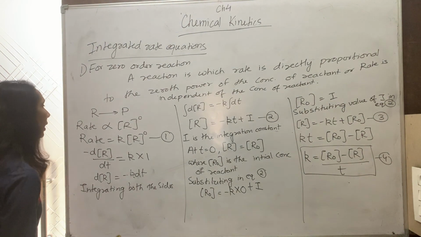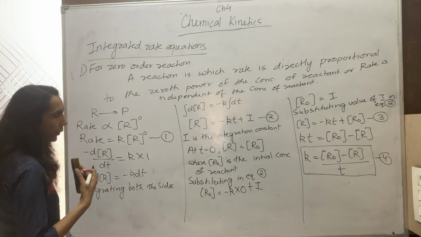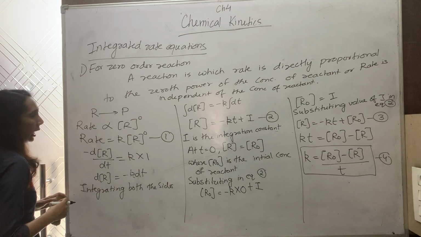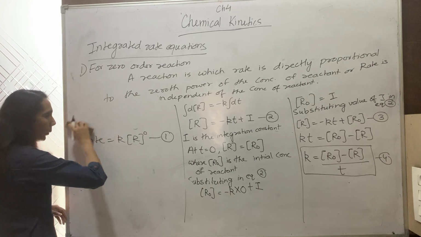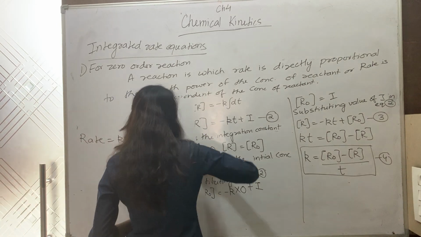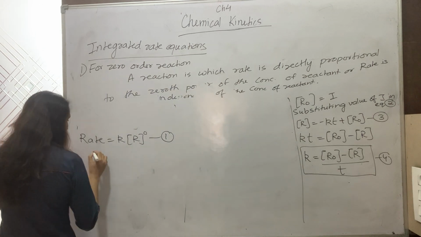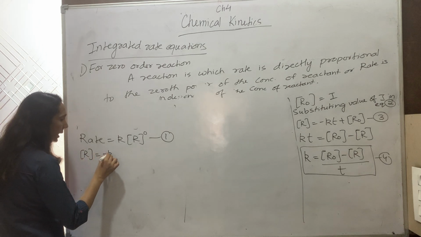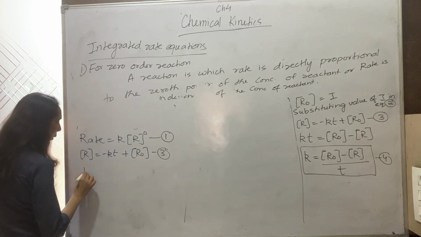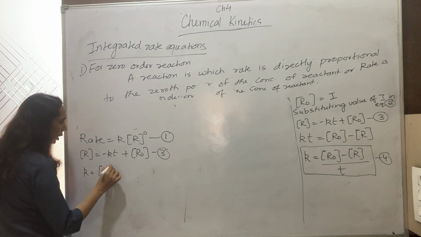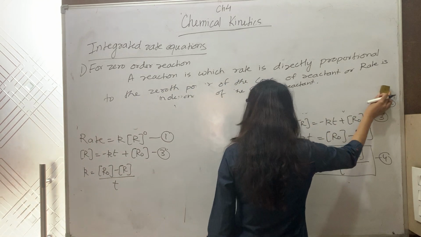Now we will be drawing a graph relating to the equations that we have done. So let us draw the graph. I am separately writing, this is my equation 1. I will draw a graph according to equation 1, and I am going to draw a graph according to equation 3. So I am writing equation 3 here separately. R is equal to minus kt plus R naught. This is my equation 3. And my equation 4 is k is equal to R naught minus R upon t. So let us first make the graph.